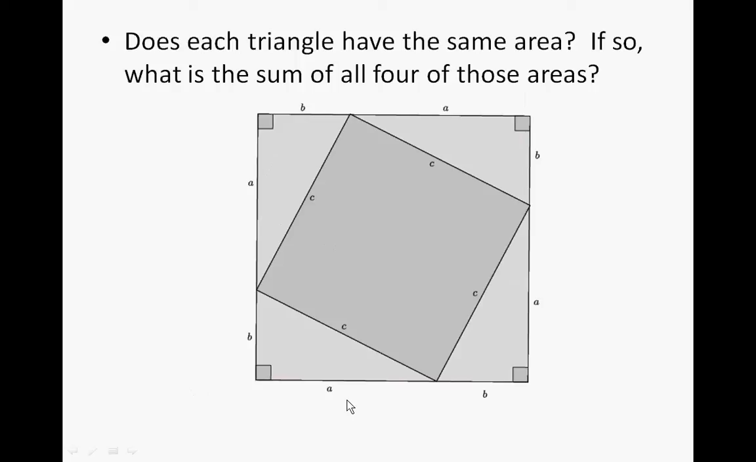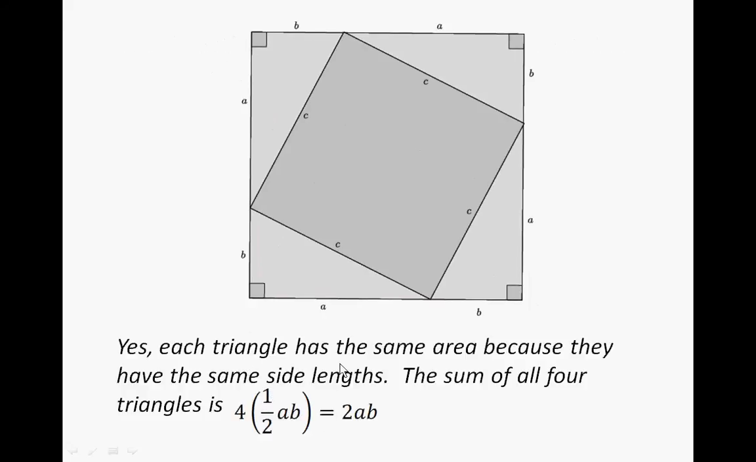Does each triangle have the same area? If so, what is the sum of all 4 of those areas? Well, if this is 1/2 AB and I have 4 of these, then they have the same area because they have the same side lengths. And the sum of all 4 triangles is 4 times 1/2 A times B. Well, 4 times 1/2 is 2. So we can simplify this to 2AB.